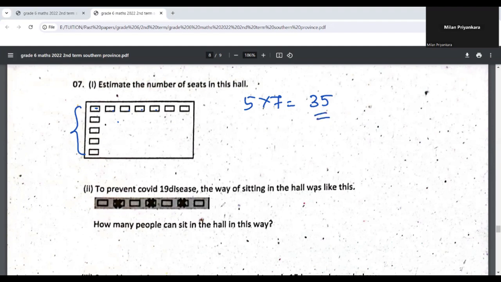To prevent COVID-19 disease, the way of sitting in the hall was like this. So how many people can sit in the hall in this way? If we follow this way, within one row, only 1, 2, 3, 4 people can sit, right? So there are 5 rows. So 5 into 4, it will be 20. There will be 20 people who can sit here, right? Okay.